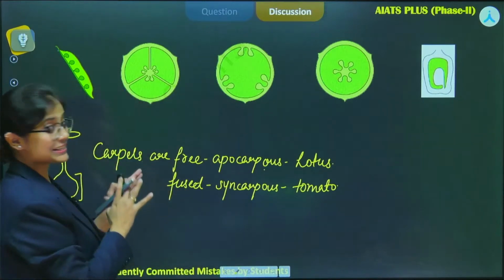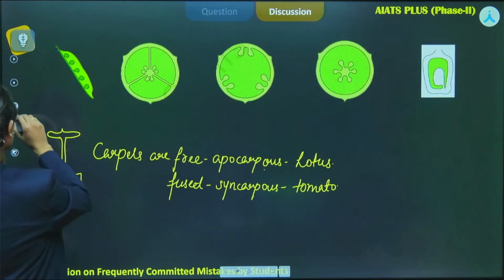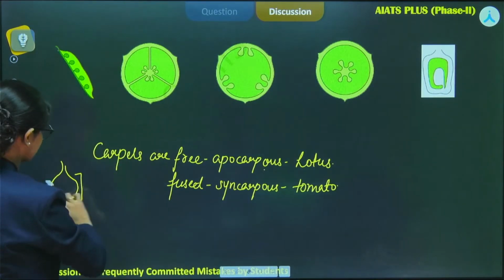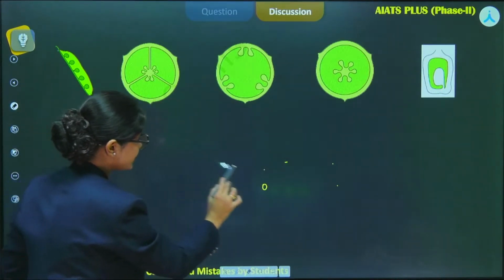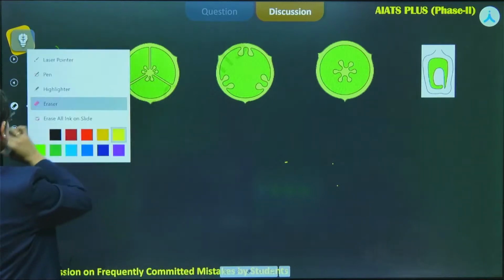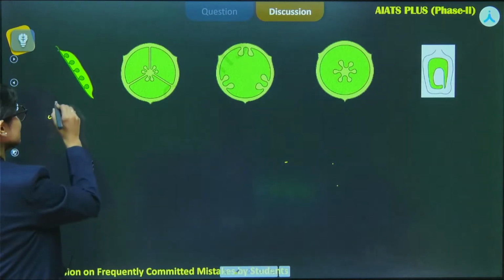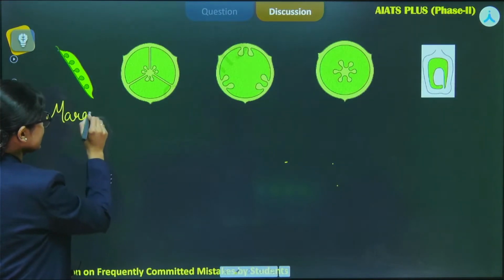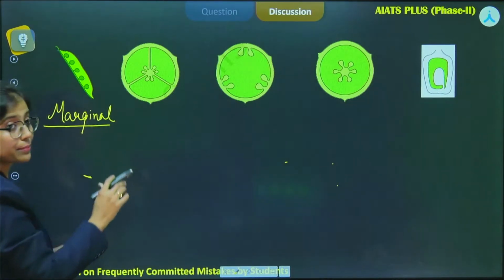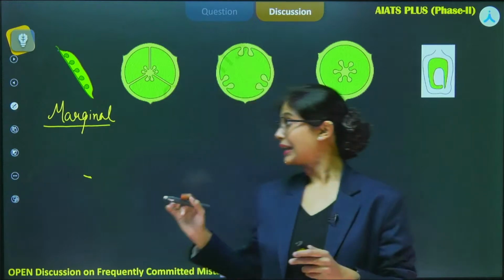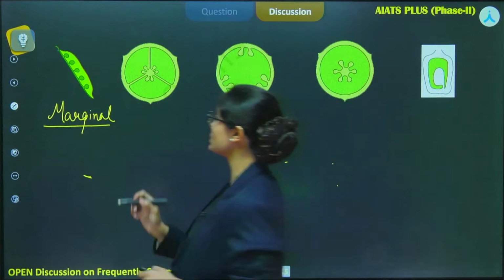Now, let's proceed to the placentation types. The first one is, let me erase it for space. I hope you people have noted down. Now, let's move. The first one is marginal type. Why is it known as marginal type? Because the placenta is formed at the margin of the ovary, from the ridge along the ventral suture of the ovary where ovules are formed.